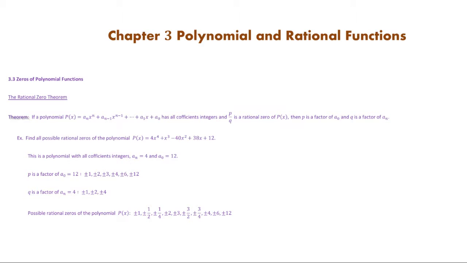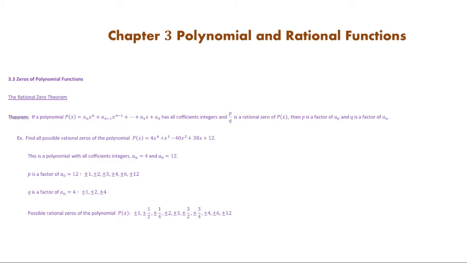3 over 2, you get plus minus 3/2, and 3 over 4, you get plus minus 3/4, right? And then you go to 4, a factor of 12. 4 over 1 is 4, so you get plus minus 4, and 4 over 2 is 2, so you get plus minus 2, but that's already listed before, so we don't have to write it. And 4 over 4 is 1, so you get plus minus 1, but that's also included before, so we don't have to write it again.